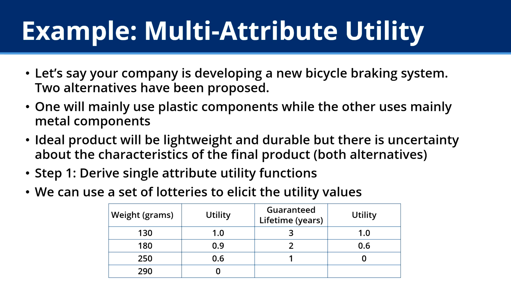The durability is captured by the guaranteed lifetime in years. So we want higher durability, right? So a lifetime of 3 years, we're going to give a utility of 1. And a lifetime guarantee of 1 year, we're going to give a utility of 0. Again, we're not going to go into the details of how we came up with these values. Please refer to the previous modules on some ways to elicit these utility values from the decision maker, but we're going to assume that it's there and this is the result.